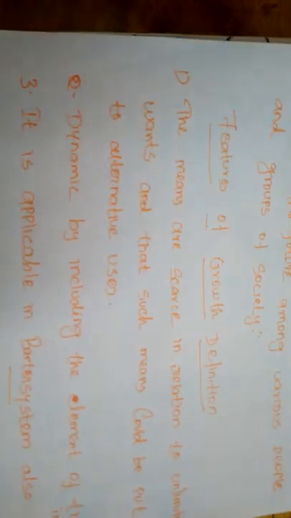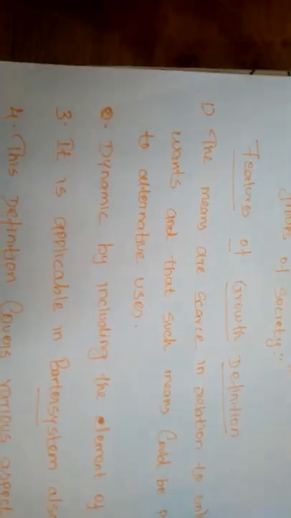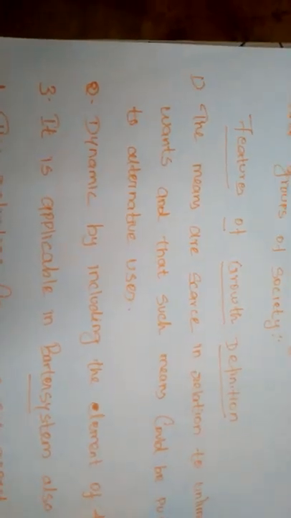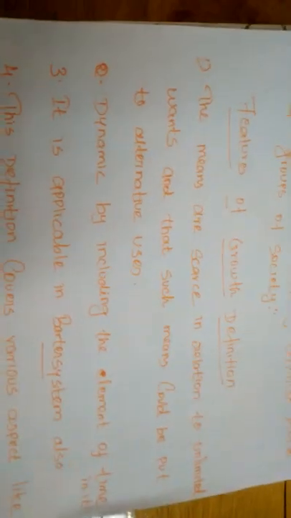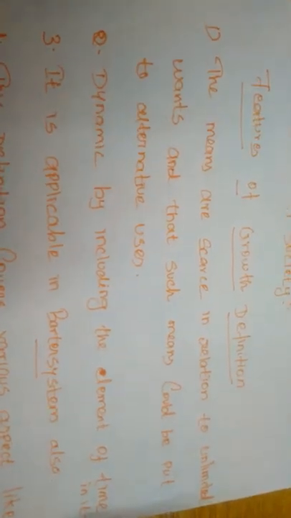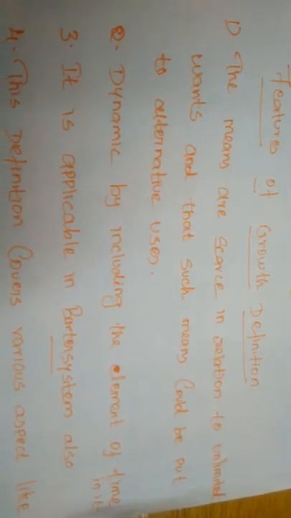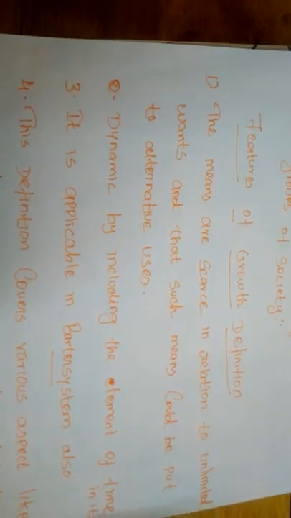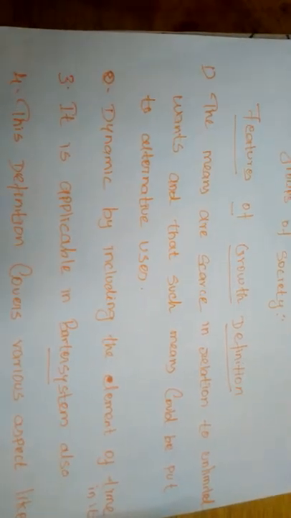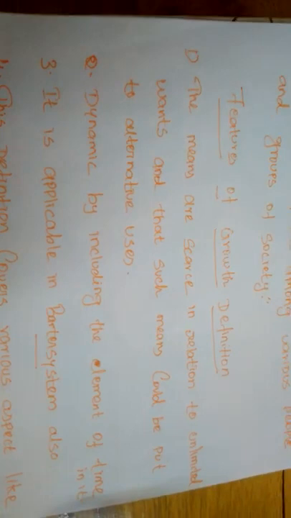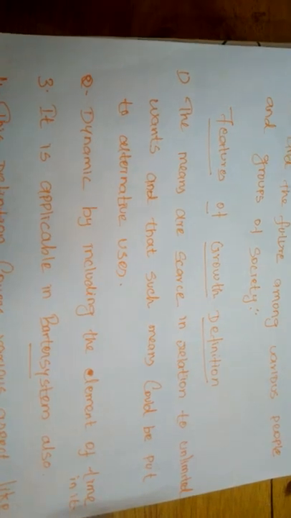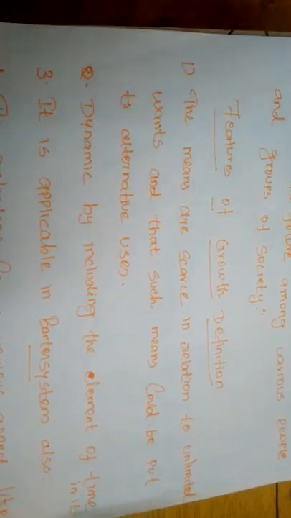Next, the features of the growth definition. Now we have studied the growth definition. This definition also has some features, or we can say some implications. What are they? The means are scarce in relation to unlimited wants, and such means could be put to alternative uses. This feature was also given by the last definition, Robinson's scarcity definition. Samuelson also took that same point, because the means are scarce in relation to unlimited ones.